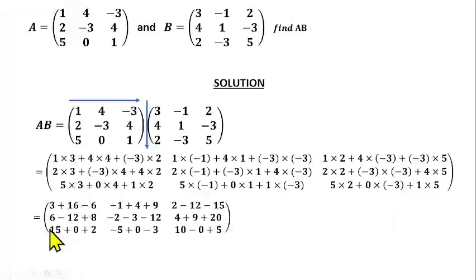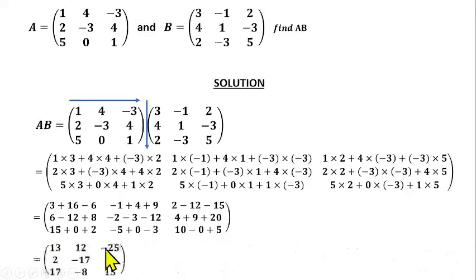Then 5 times 3 here will give us 15, plus 0 times 4 gives us 0, plus 1 times 2 gives us 2. Then 5 times minus 1 will give us minus 5, 0 times 1 will give us 0. Then plus 1 times minus 3 gives us minus 3. Also 5 times 2 will give us 10, plus 0 times minus 3 gives us 0, plus 1 times 5 will give us 5.